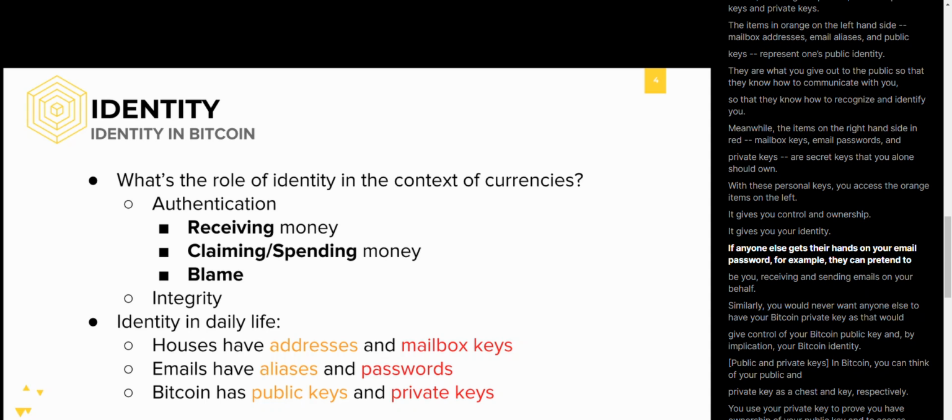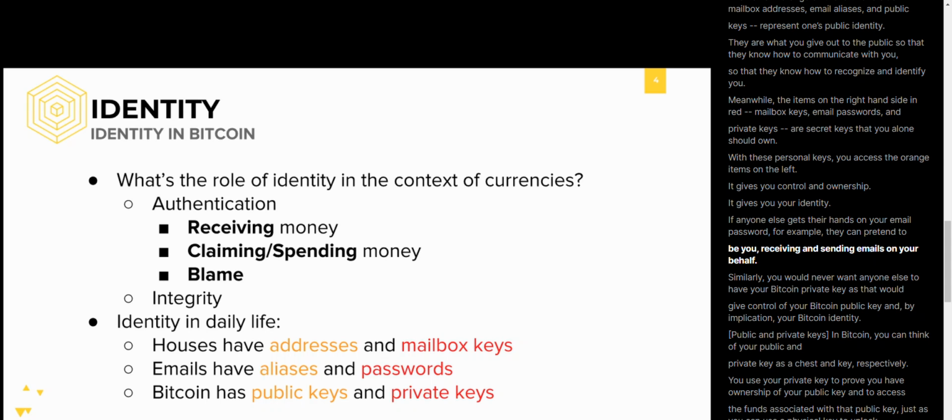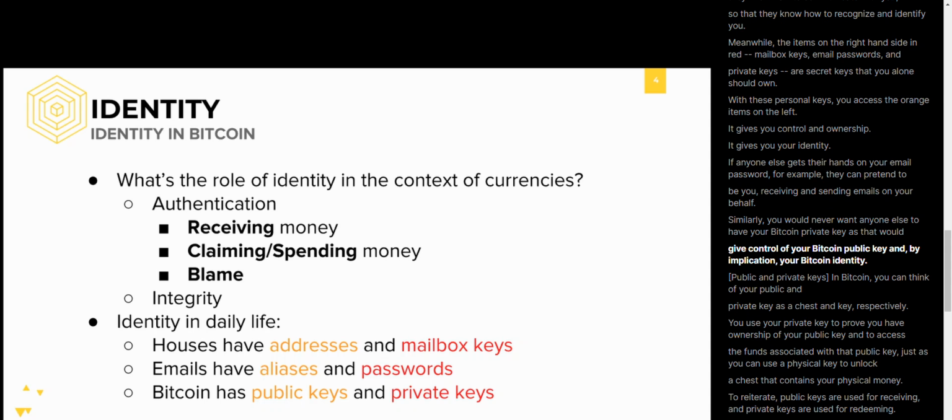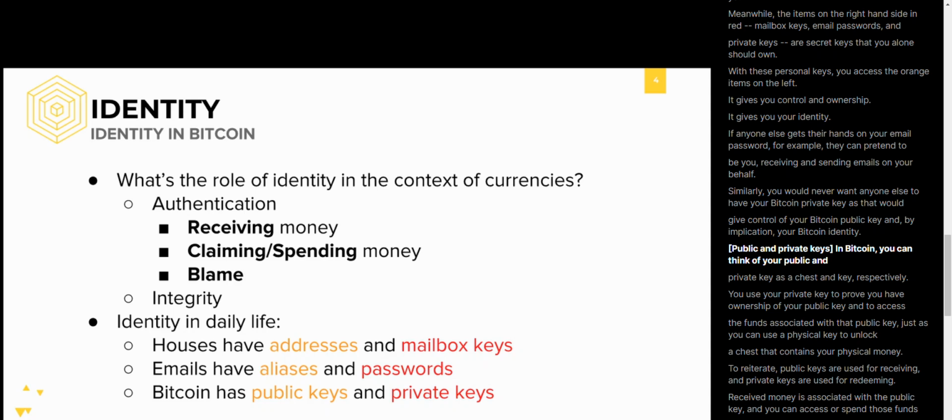If anyone else gets their hand on your email password, for example, they could pretend to be you, receiving and sending emails on your behalf. Similarly, you would never want to give anyone else your Bitcoin private key, as that would give control of your Bitcoin public key and, by implication, your Bitcoin identity.